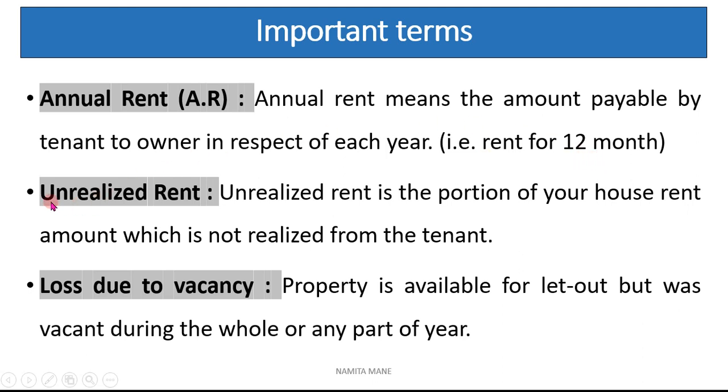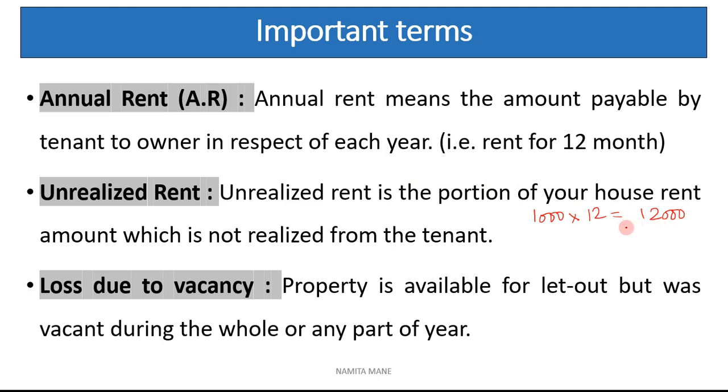Second point is unrealized rent. Unrealized rent is the portion of your house rent amount which is not realized from the tenant. For example, as I said, every month the tenant is going to give 1000 rupees to the owner. So 1000 multiplied by 12, 12,000 rent is expectable, that the tenant should pay to the owner.